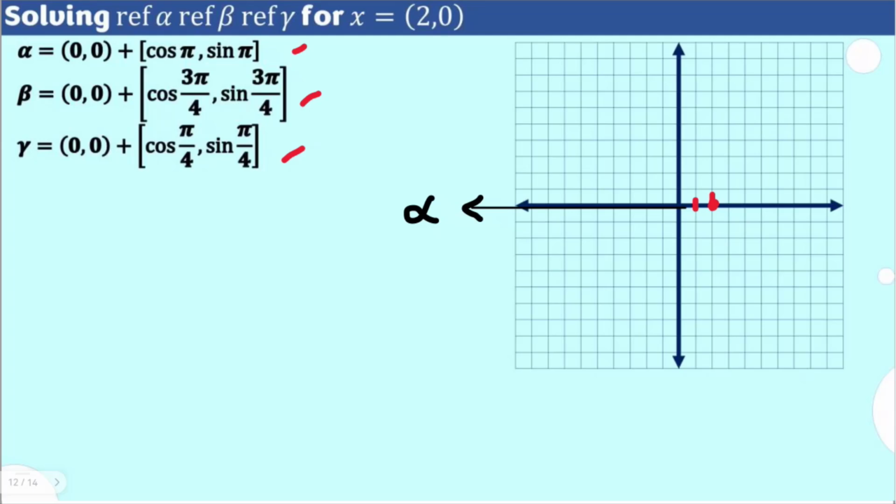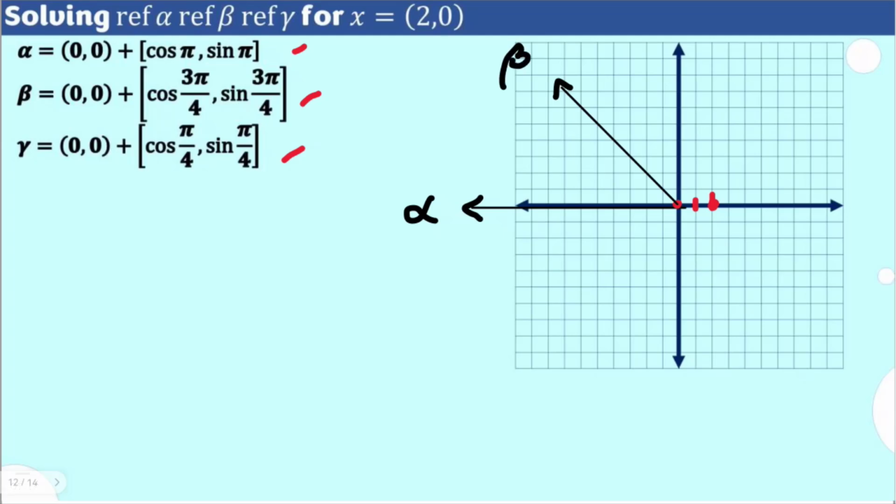At the same time, all of these 3 points pass through the origin. So basically, they're all just similar to the same angles in the unit circle. As for 3 pi over 4, it's located here, at 135 degrees. That's your beta. That's the location of 3 pi over 4.